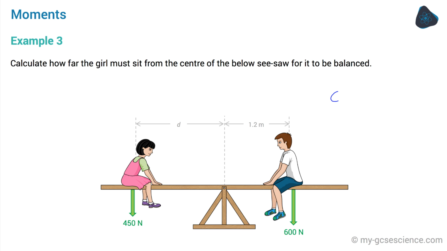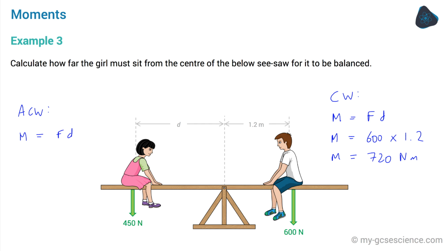From the information given, we can only work out the clockwise moment which is exerted by the boy, so that works out to be 600 times 1.2, which gives 720 newton meters. Let's use the same equation now for the girl's anti-clockwise moment.